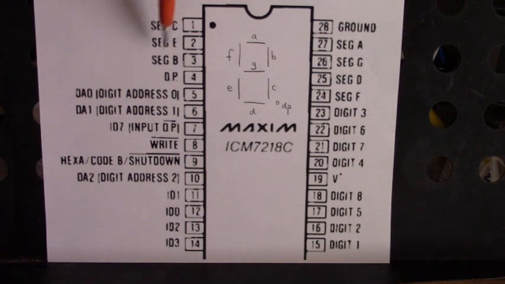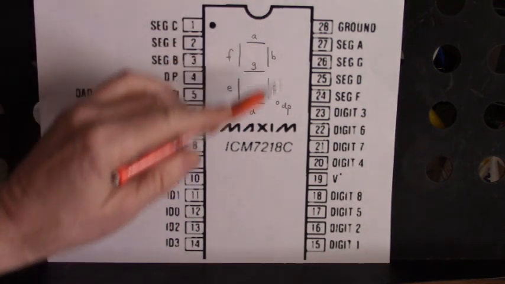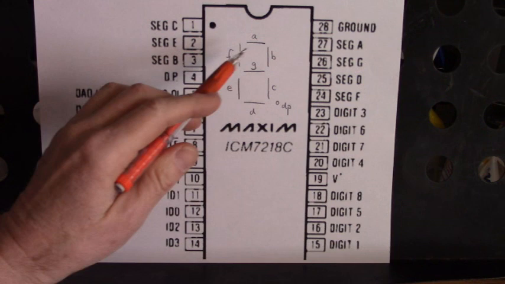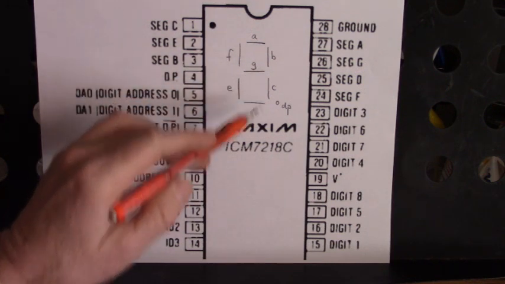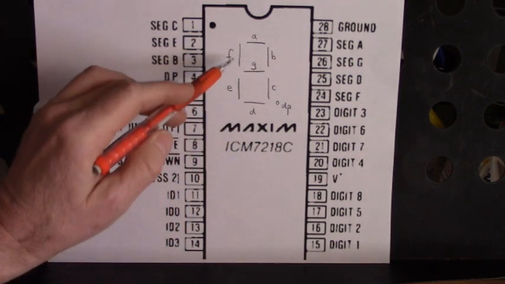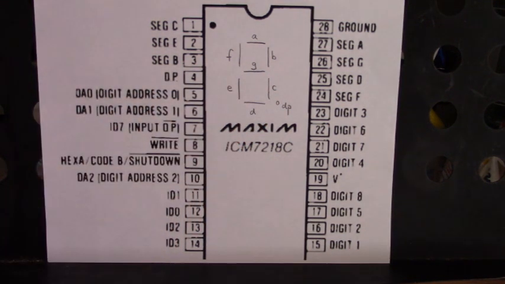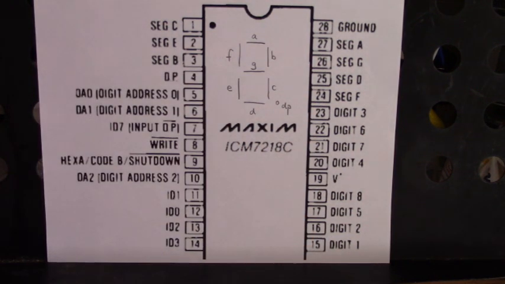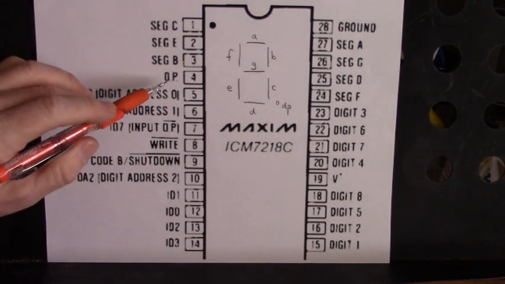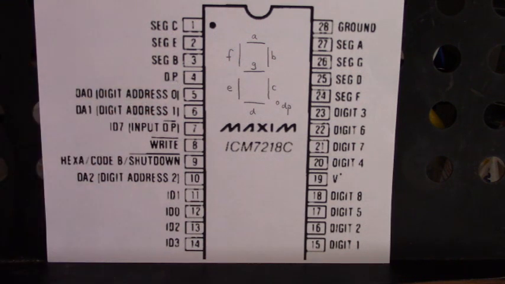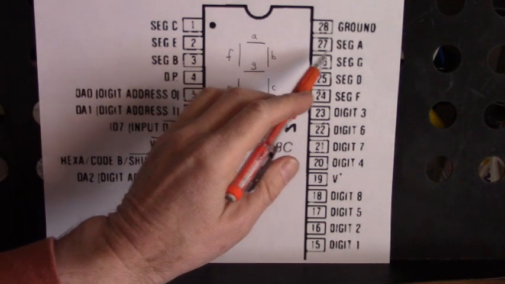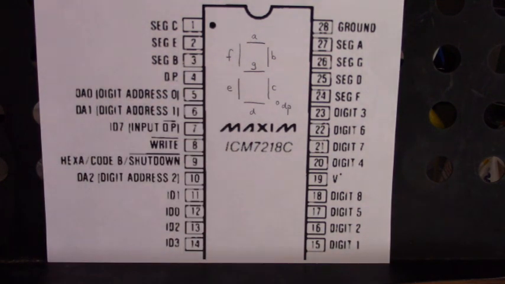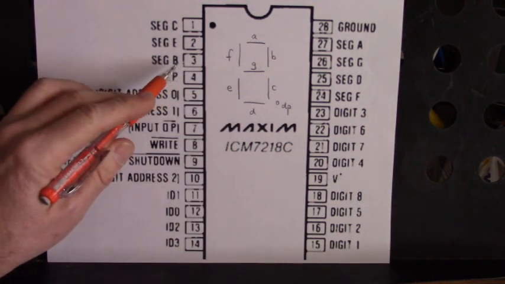Here are the segments, and I've got the segment drawn here in the middle. Here's segment A, B, C, D, E, F, G, and the decimal point. All 8, if there is 8 in that bank, are paralleled. The segments are paralleled. So here on 4 is the decimal point. On pin 27 is segment A. On pin 3 is segment B.